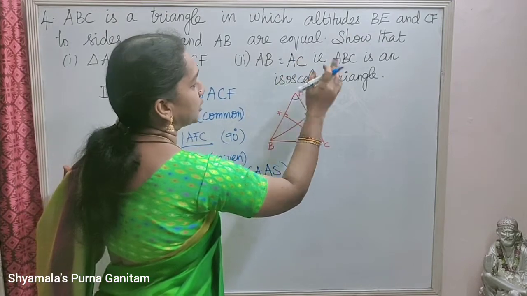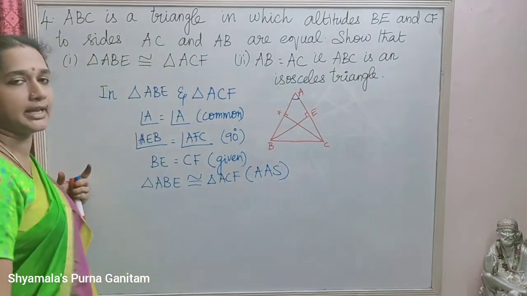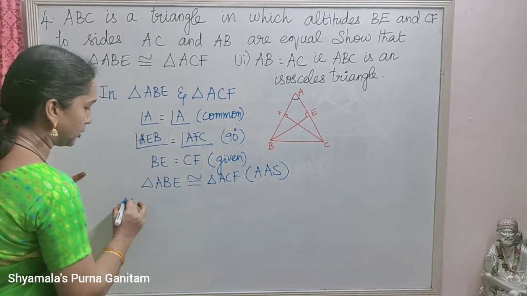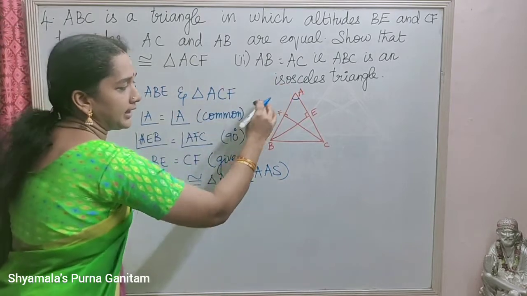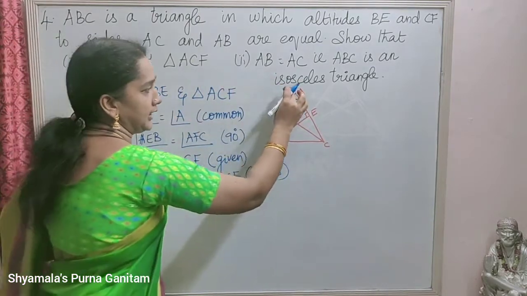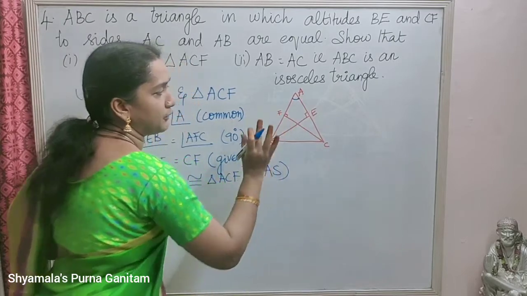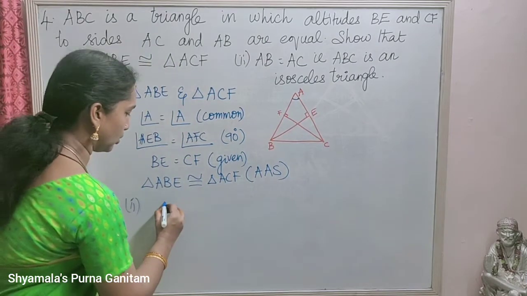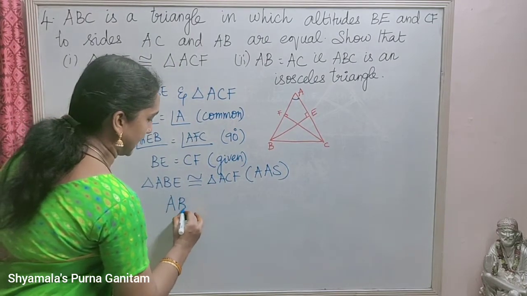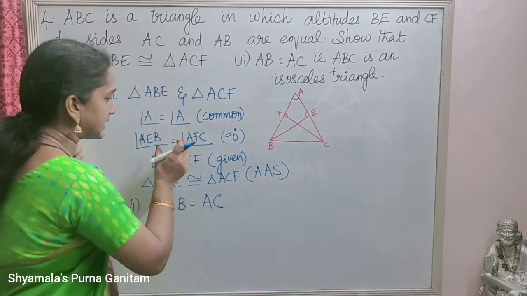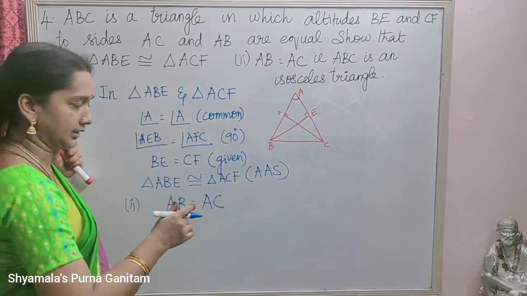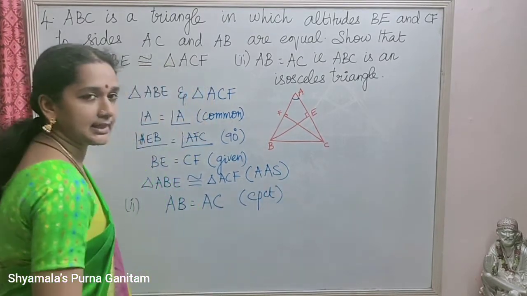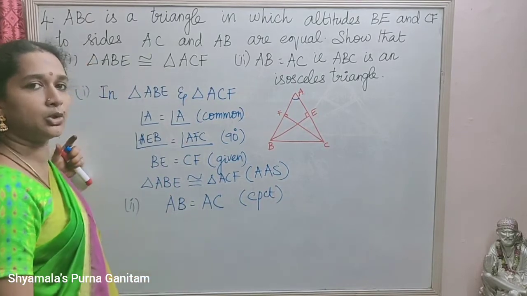Then AB is equal to AC, that is, ABC is an isosceles triangle. That is the second proof. For the second one, since we have proved that triangle ABE and triangle ACF are congruent, in those triangles you have the sides AB and AC. So by CPCT, we can say that AB is equal to AC.